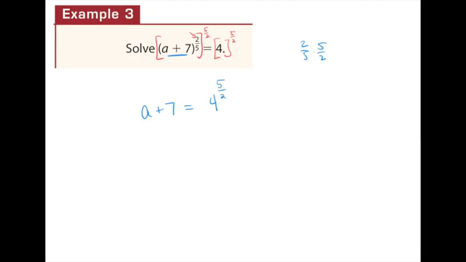So 4 to the 5/2, we're going to actually rewrite that as a radical so it makes a little more sense. We have a plus 7 over here. This is my index of my radical. So that means it is the square root of 4. And that is the exponent raised to the 5th power. What is the square root of 4? To the 5th power. What is that to the 5th power? So 2 to the 5th power, that's just going to be 2 times 2 times 2 times 2 times 2, right? That's 32. So now I have a rather easy equation to solve.